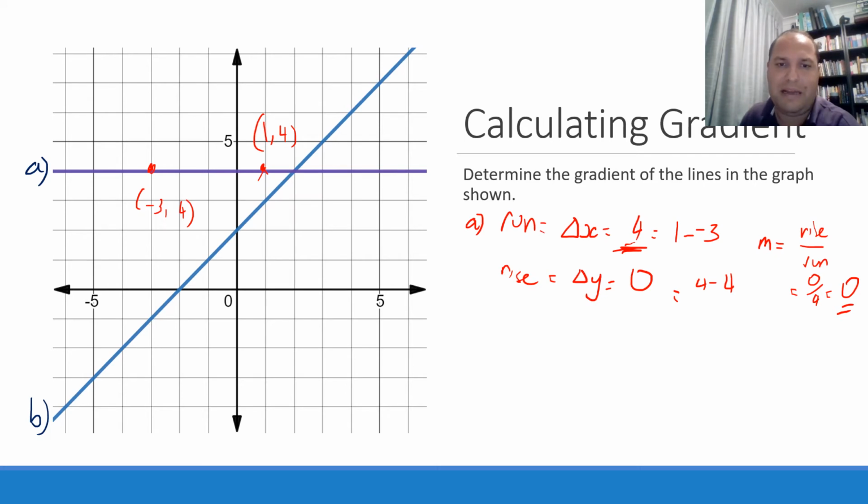Now, let's look at our second one. Looking at our coordinates, let's pick this point here. That's 0, 2. And let's pick this point up here. That is 4, 6.